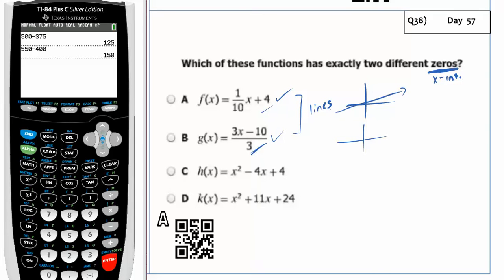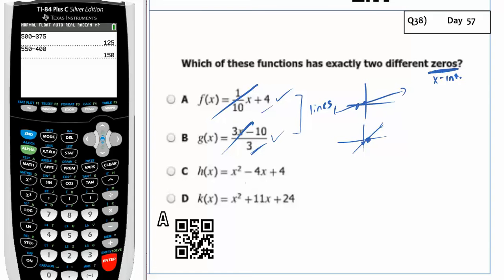This line is going to look something like this at 0, 4, and it's going to cross the x-intercept once. This one has a slope of 1 and a y-intercept of negative something, 3 1/3. And so this one's going to look like that. Oh, I'm sorry, here's the x-intercept. It's only going to have one x-intercept as well. So lines can be eliminated right away.